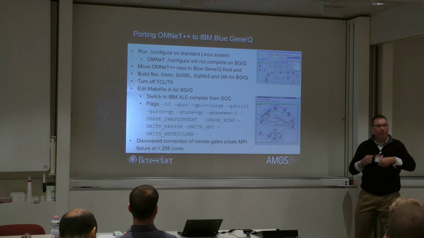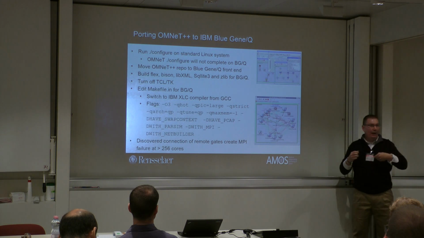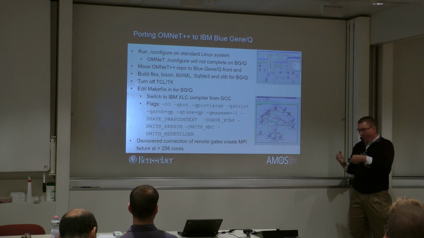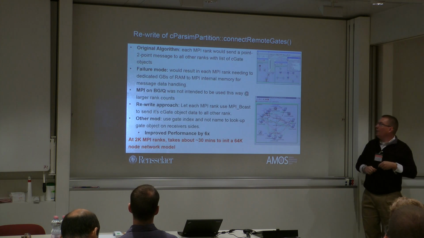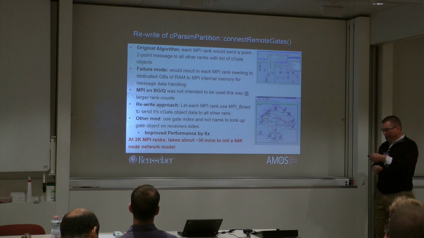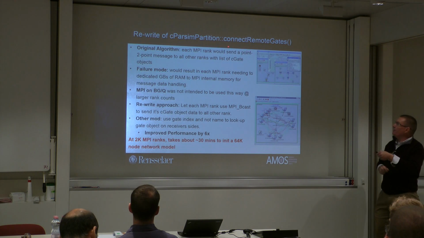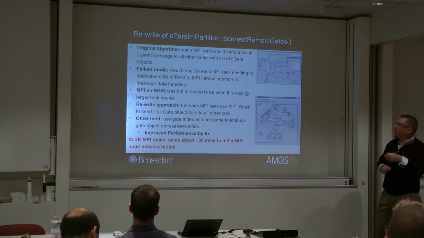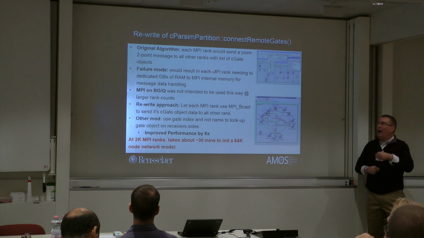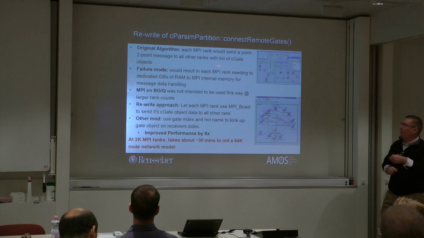It actually failed on the BlueGene. It was exhausting memory. Again, we only had 16 gigabytes per node. On clusters, you could do 5. So we'll actually talk a little bit about what's going on there. So the actual function we were working with is this one. This is connect remote gates and the partitioning of your parallel simulation. So again, it was essentially trying to re-emulate the broadcast, right? So try to do a point-to-point broadcast to all the ranks of the gate objects.